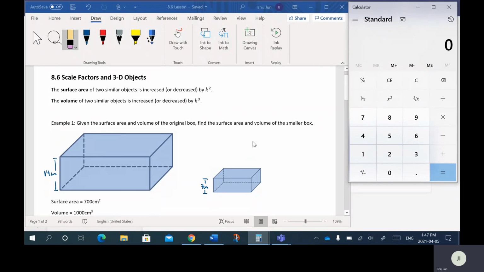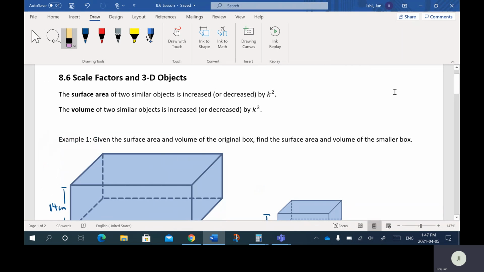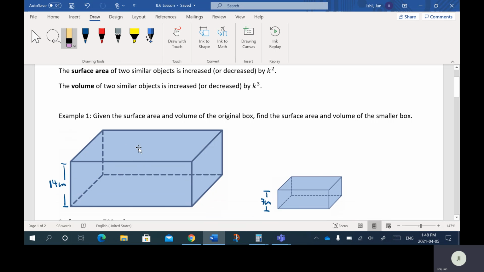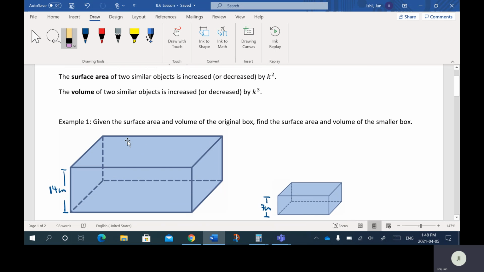All right, so the last lesson in this proportional reasoning unit is on scale factors and how they are affected by three-dimensional shapes. There are two measurements that have to do with three-dimensional shapes. The first one is surface area. Surface area is, basically, if you were to unfold a box, the area that would be covered by the surface.